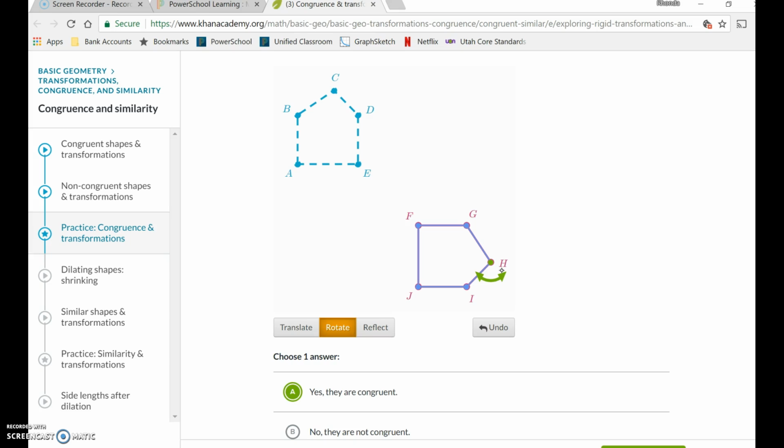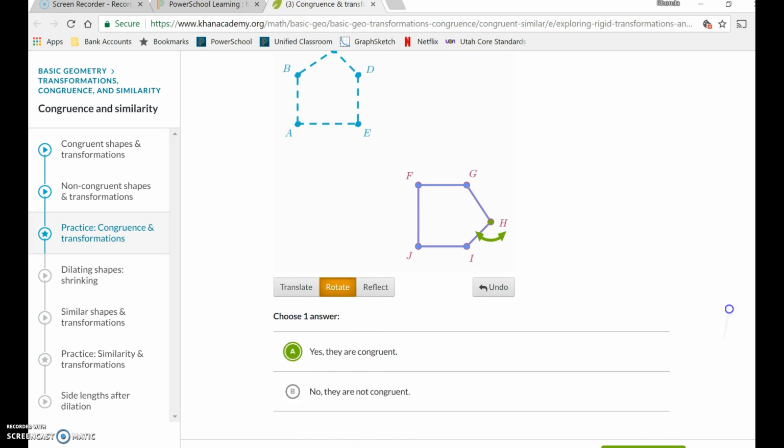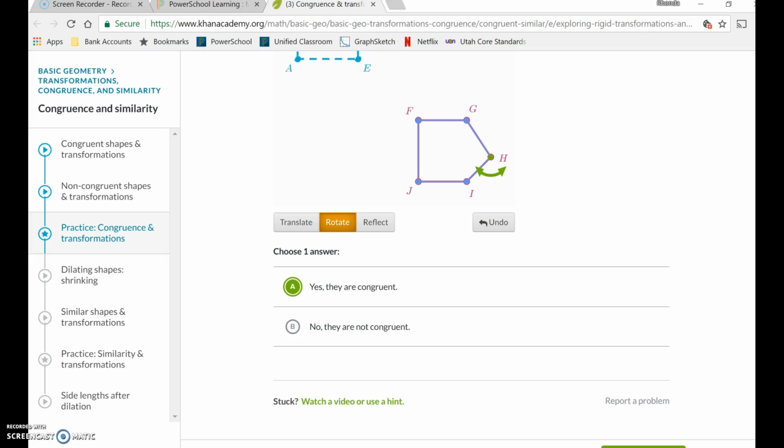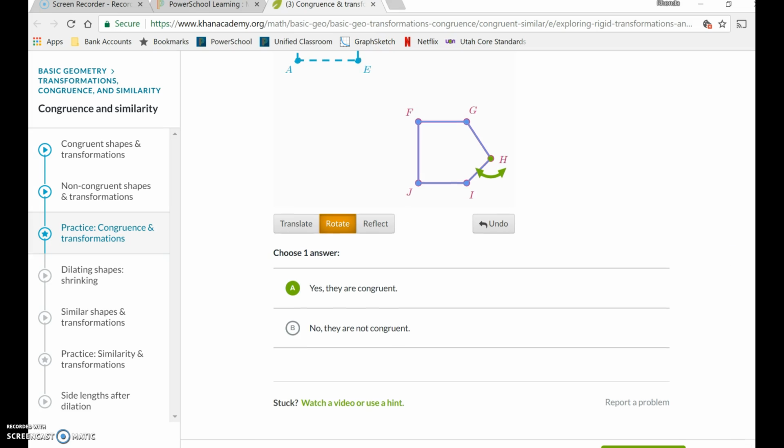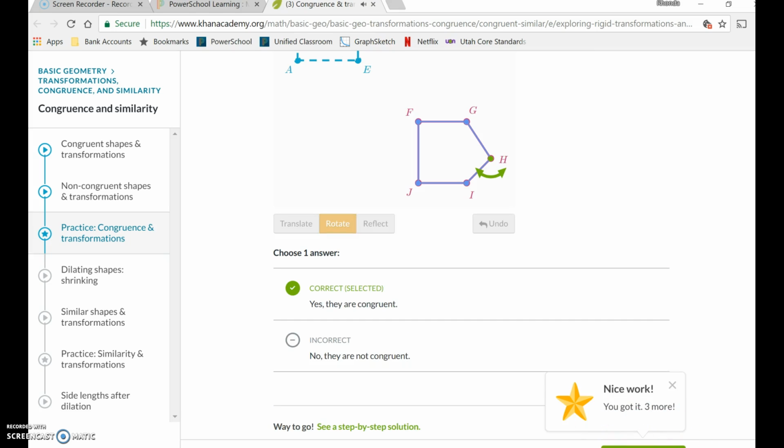So I would pick yes, and then I'm going to scroll down and click check. You can barely see this green button at the bottom of my screen. You'll click check and it'll tell you whether you got it or not, and to try again. You need to do all 4 problems and get 100%, and then you can come back to the video and do the next part.